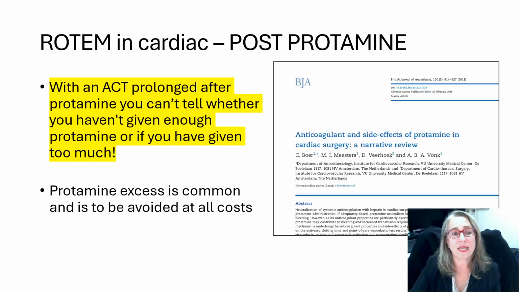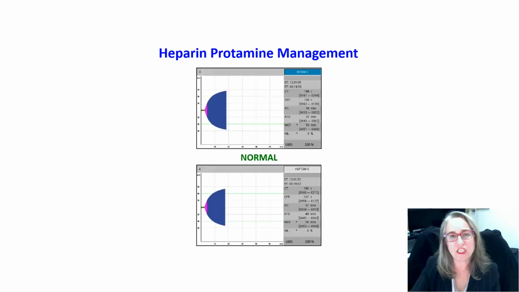And so we now have a written protocol where that's the amount that's given, and we have a lot less protamine overdose. With an ACT, of course, it'll be prolonged if you've given not enough protamine, and also if you've given too much protamine. So an ACT doesn't solve the problem of if you've given too much protamine or not enough, which we used to always think we hadn't given enough and we'd give more. But now we have viscoelastic testing, so we can tell the difference, looking at with and without heparinase, as to whether there is indeed a heparin problem.